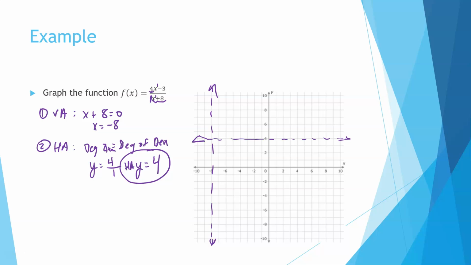Last but not least, I want to check some points. I checked -10 first. When I checked -10, I got -43 over 2, which is -21.5. Okay, so it is way down here somewhere. So then I actually checked the other side. So I checked -7. When I plugged in -7, I got -31 over 1.